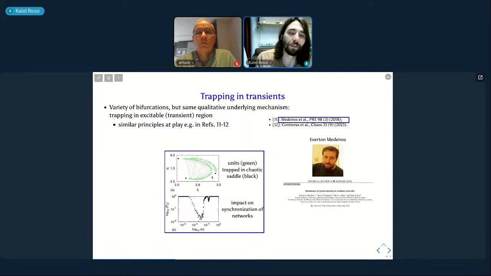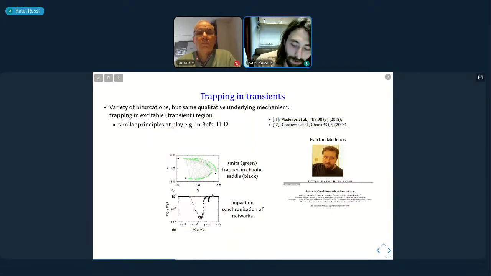So again, you have this competition between repulsion away from the transient and the coupling bringing units into the transient, and they can be trapped there. And this has important consequences to how the system can synchronize and so on. So again, it's this example of transients impacting the long-term solution of a system.